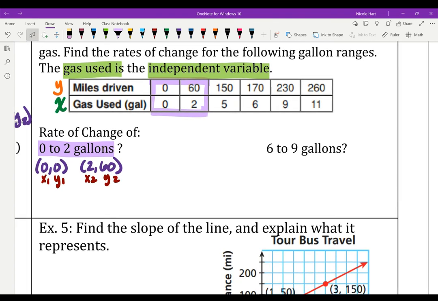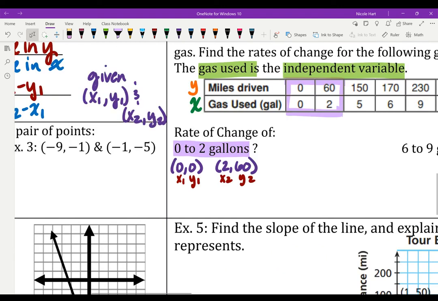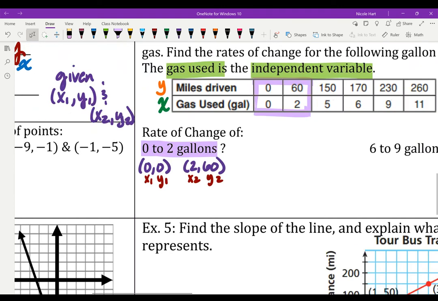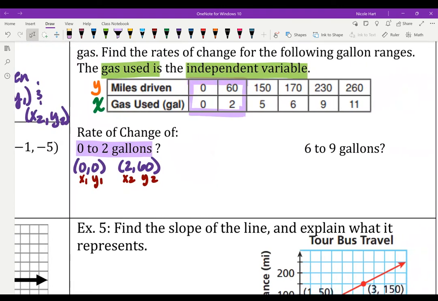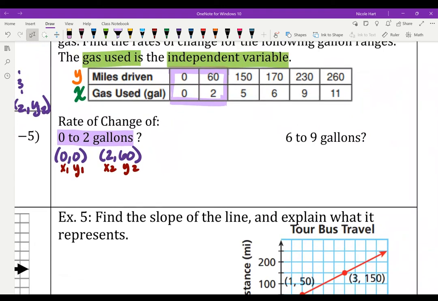So with those points, I plug that into my slope formula. Again, that slope formula is in the top left corner of your paper. And if you are comfortable with doing this on a calculator, you can do that to check your answer. So 60 minus 0 over 2 minus 0. It gives me 60 over 2. 60 divided by 2 gives us 30.